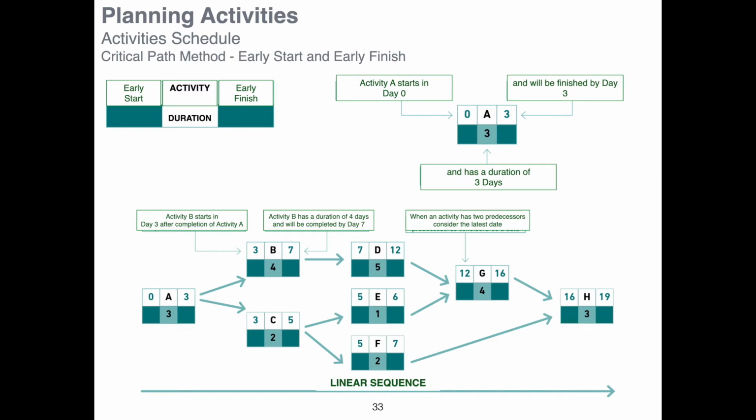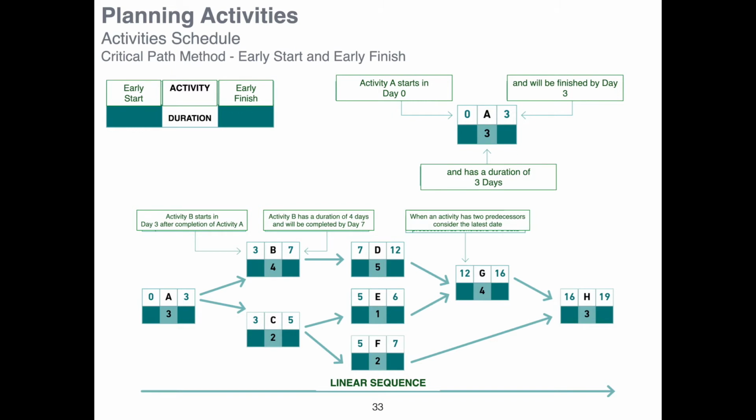But then when you arrive at activity G, you see that activity G has 2 antecessors, D and E. When you are establishing the linear sequence, of course you will consider the latest date. Why? Because activity G can only start once both D and E are completed. Maybe we can finish activity E on day 6, but we can only start activity G once D is completed, and D will only be completed on day 12. So 12 goes there, of course. 12 plus 4, it means that activity G will be completed on day 16.